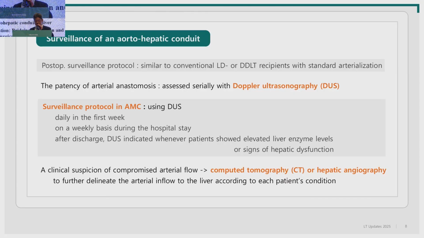If there is a clinical suspicion of compromised arterial flow, computed tomography or hepatic angiography is performed to further delineate the arterial inflow to the liver according to each patient's condition.